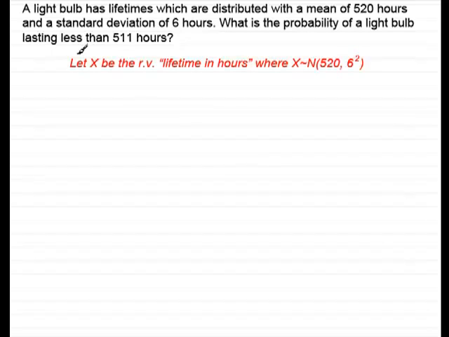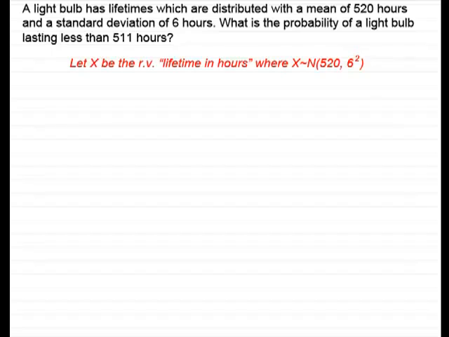Now in order to do this, what we need to do first of all is to define a random variable which I'm going to call x. So you'd write let x be the random variable, lifetime in hours, where x is distributed normally with a mean of 520 and a variance of 36. That's the standard deviation squared.